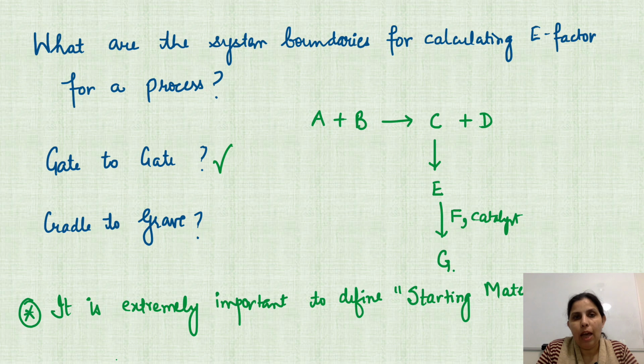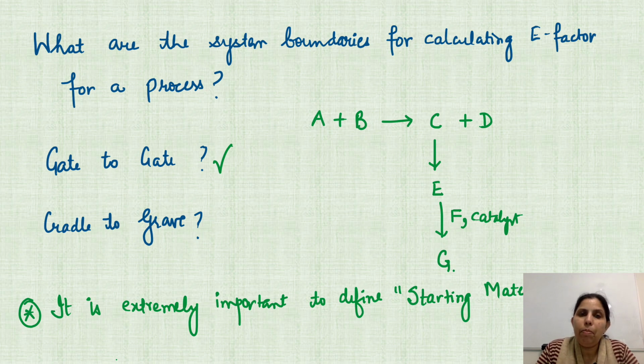So just to give you an example, suppose we are conducting a synthesis where A and B are the reactants. They are reacting under suitable conditions to give products C and D, of which C is the desirable one, and under suitable conditions it transforms to a product E, which reacts with F to give the end product, which is G. Now, the E factor for this multi-step synthesis would be the summation of the E factor for this particular step, this particular step, this particular step, for all the three steps.